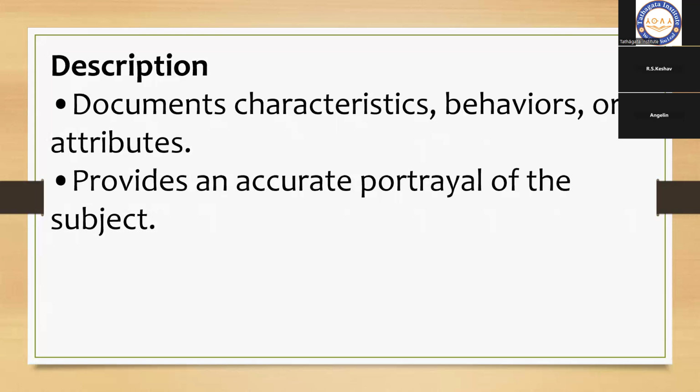Next is description. Description is to describe or document the behaviors, the characters of the research. Whatever the researcher has done, it has to be documented. That's description. It provides an accurate portrayal of the subject. Why do you describe? Why do you write everything? It gives a great explanation of the subject that one is dealing with. This is the second point.